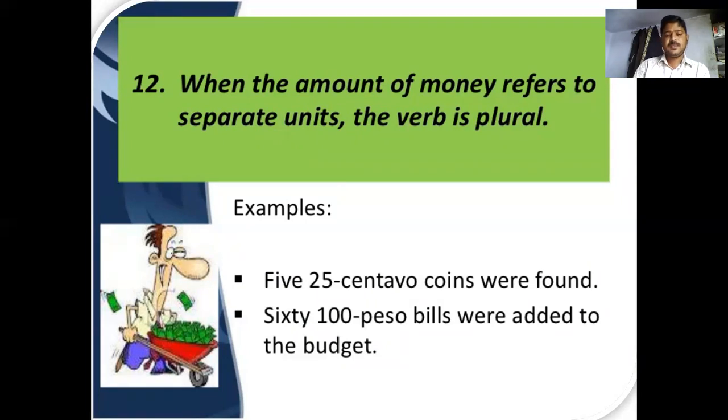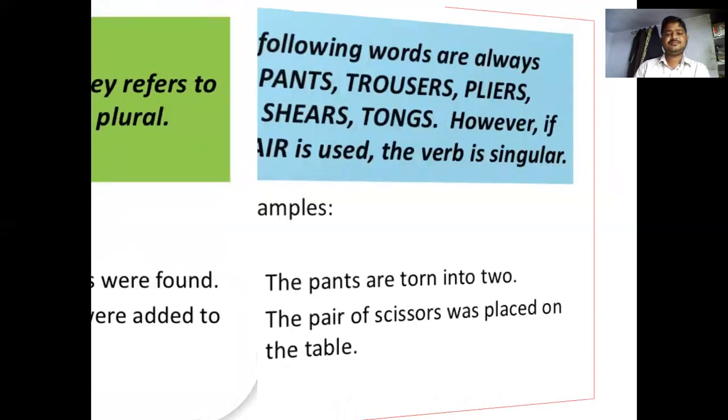Coins were found. Sixty, 100 peso bills were found. Sixty is a separate unit, and 100 is a separate unit. We are representing them with peso. Peso bills were added to the budget. Were is the concord here.